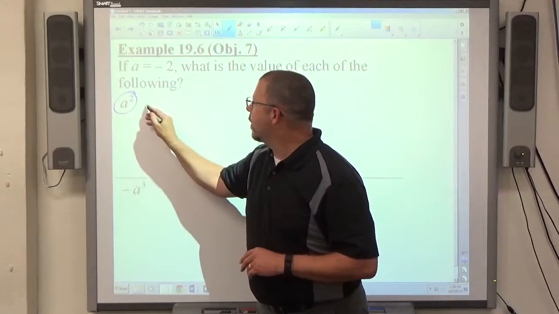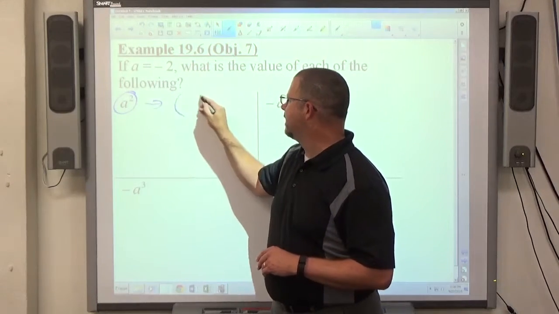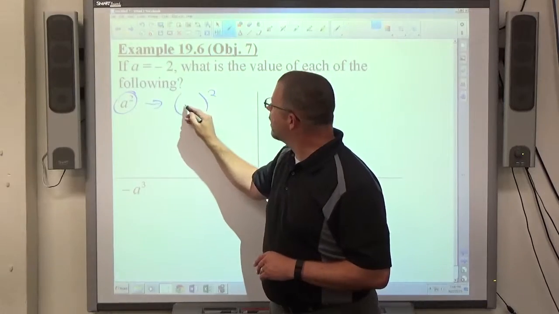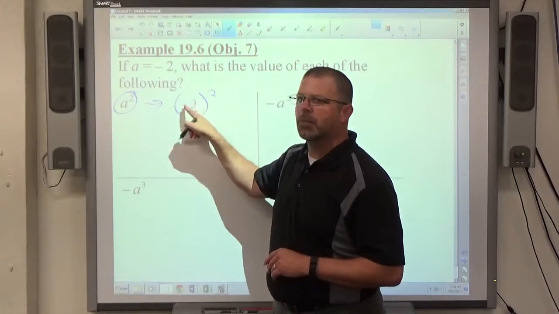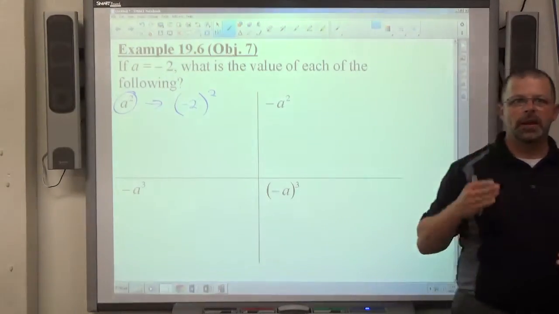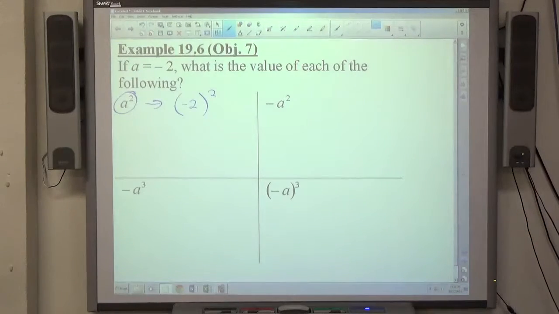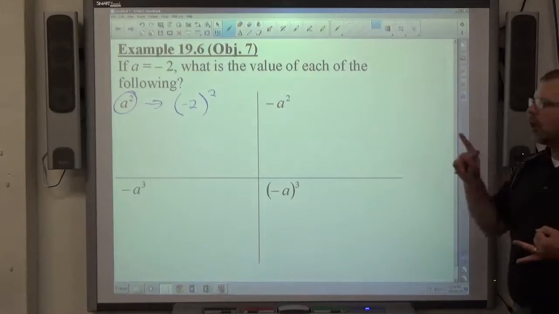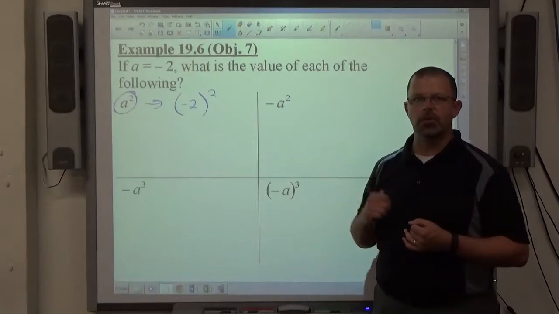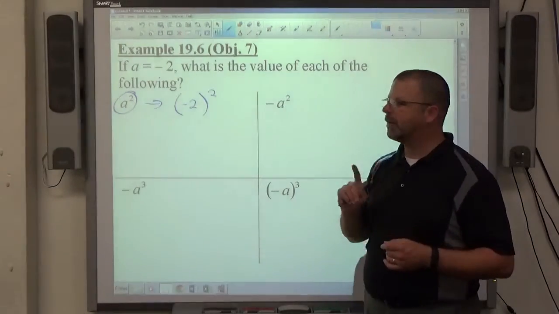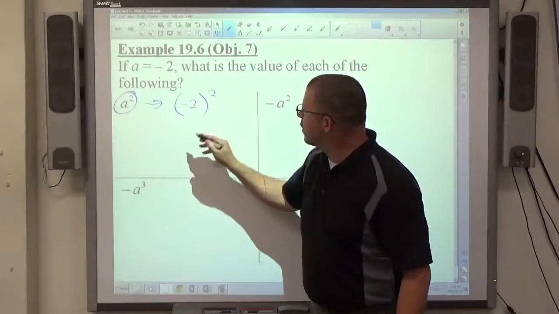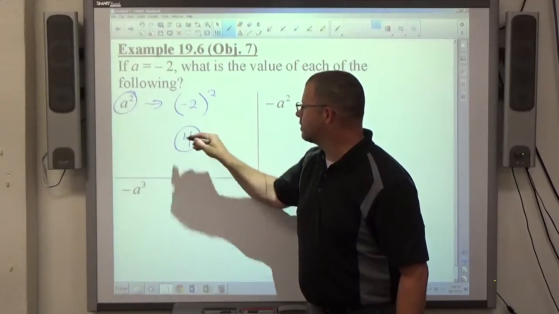All right. So when I go to substitute in for A, and A is being squared, I've got to put both the minus and the 2 inside of parentheses raised to the second power, because when it says A is raised to the second power, its sign and its value are both being raised to that power. If you don't put the parentheses there, you're only raising 2 to the power, and you're going to get the wrong answer. So be very careful with that. Negative 2 times negative 2 is equal to positive 4.